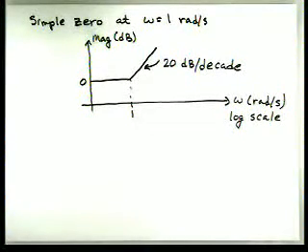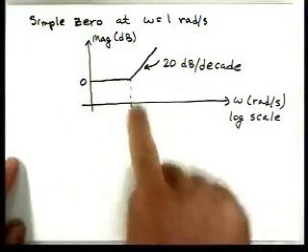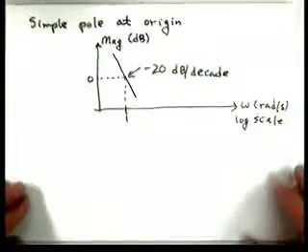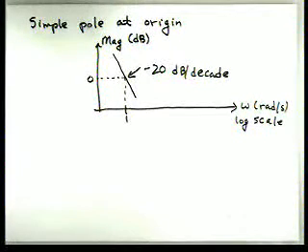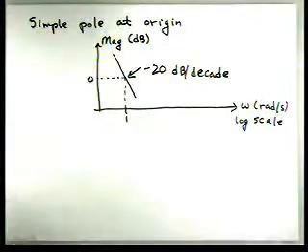At omega equal 1 the gain is 0, until it gets to omega equal 1, then it goes up at 20 dB per decade. Then our simple pole at the origin, here's the characteristic for it. It basically has a slope of minus 20 dB per decade. So at omega equal 1, it has a gain of 0.